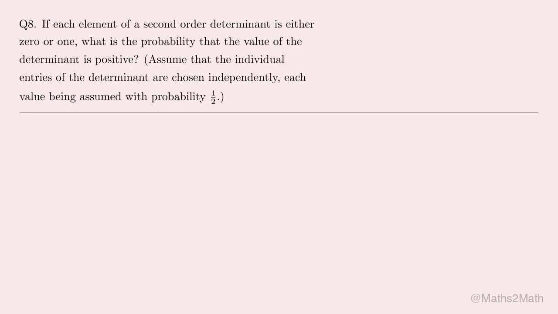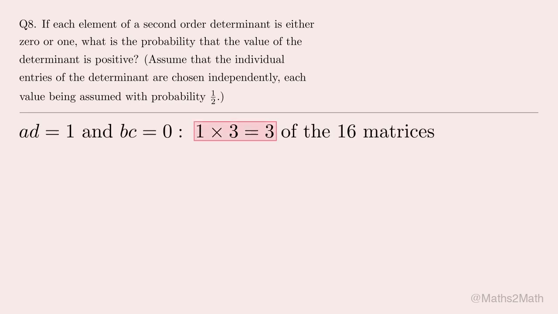Question 8. 16 random determinants. Positive means AD beats BC. The determinant AD minus BC is positive only when AD is 1 and BC is 0. And A, D both 1 and B, C not both 1, which is 3 of the 4 choices. So the probability is 3/16.